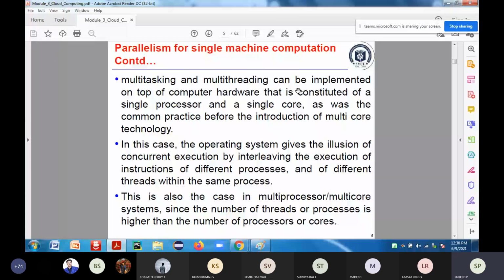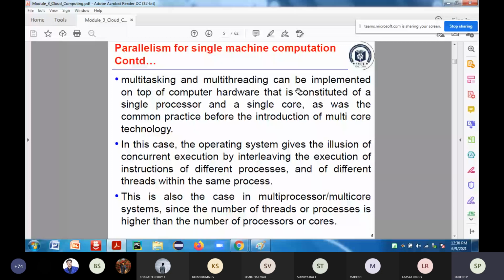In this case, who is going to provide the illusion of which process has to be given to which core? Somebody should be there to tell that this particular work is less or this particular work is more, and that this work has to be provided to this particular core. So in this case, what will happen?